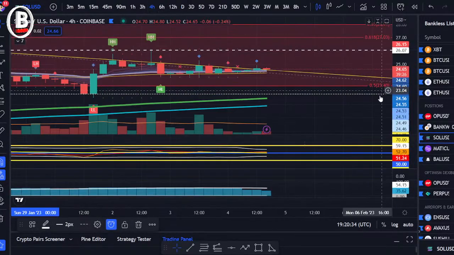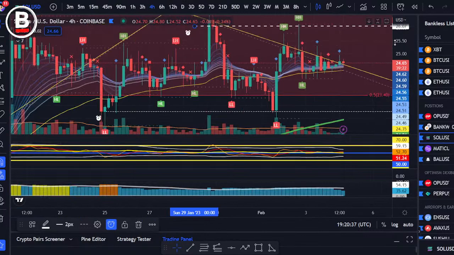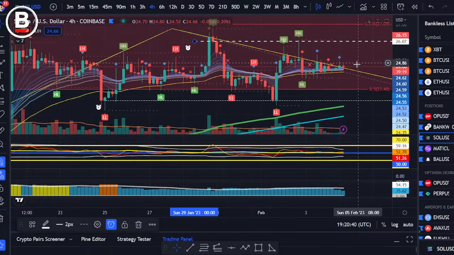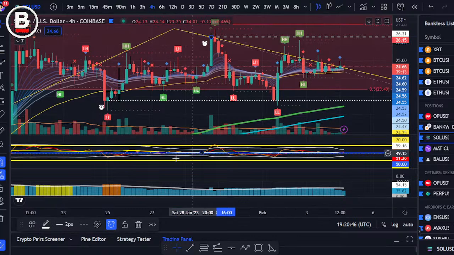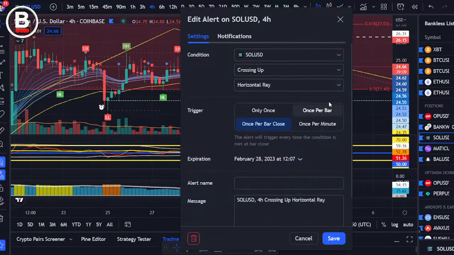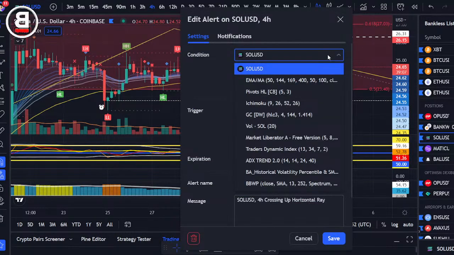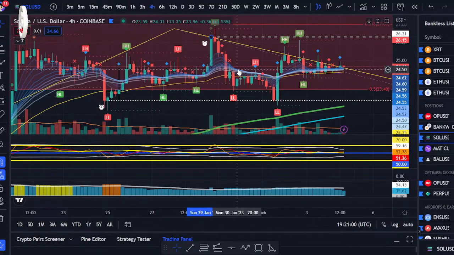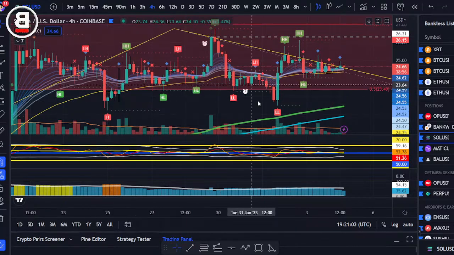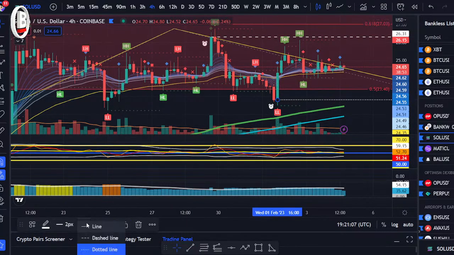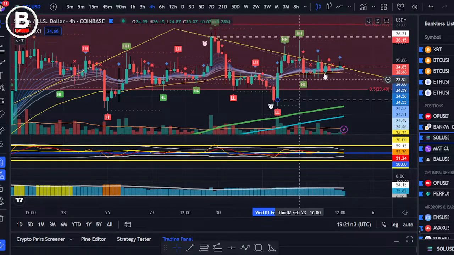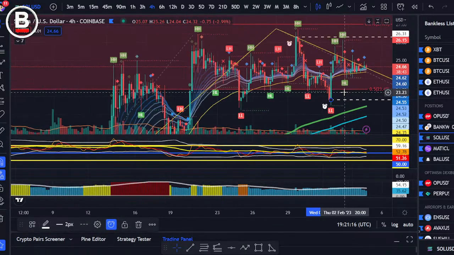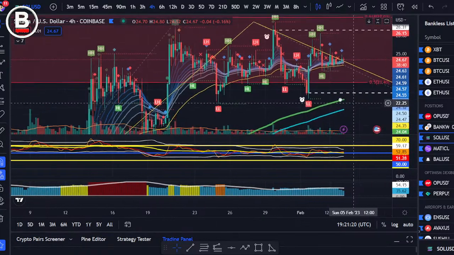Let's get down to the 4-hour. Keep in mind, we are in all kinds of resistance. We want to know crossing up once per bar close on the 4-hour. We can do the same here. Dashed line, alert, crossing down once per bar close on the 4 hour. So this should alert us to some movement one way or the other.